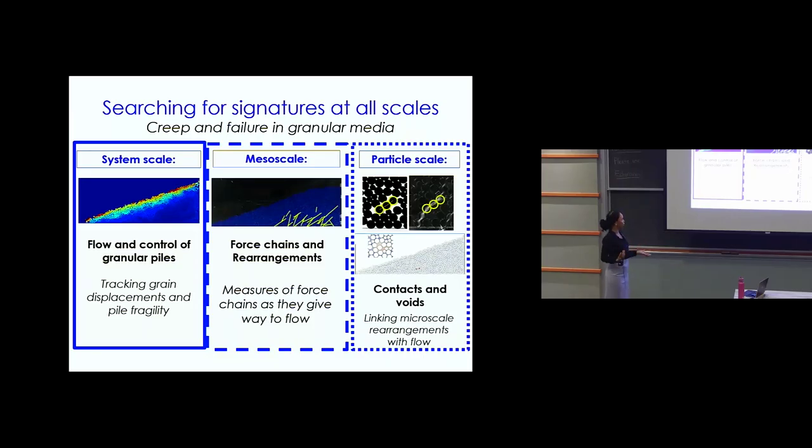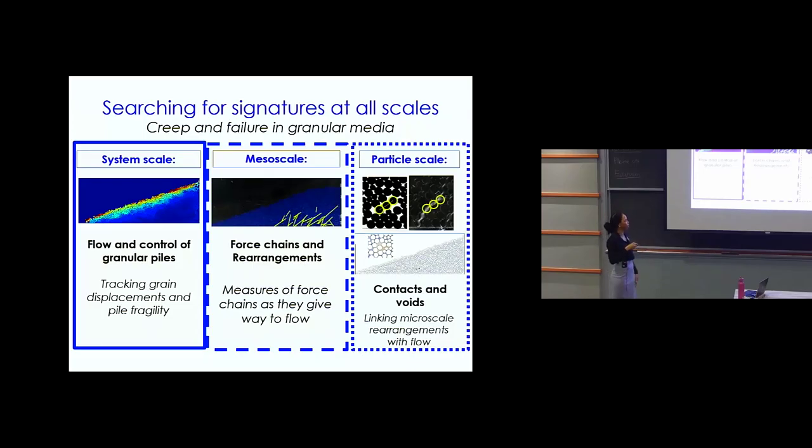I'll talk through what we observe at the system scale as we track the flow of our pile and the changing shape of the pile during these flow events. We'll talk a bit about the different force chains that we observe and the interesting rearrangements that happen just before a major failure event in our granular pile.